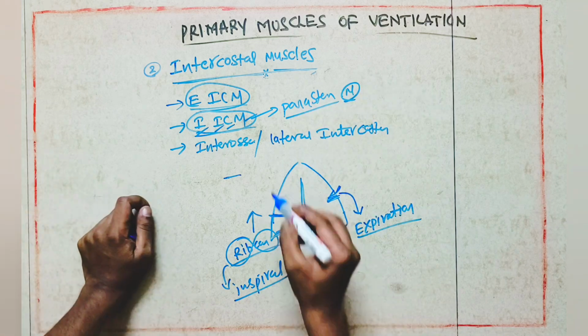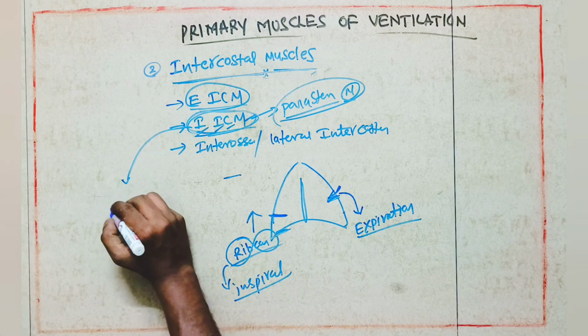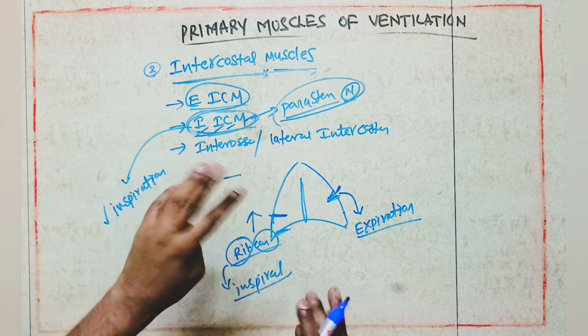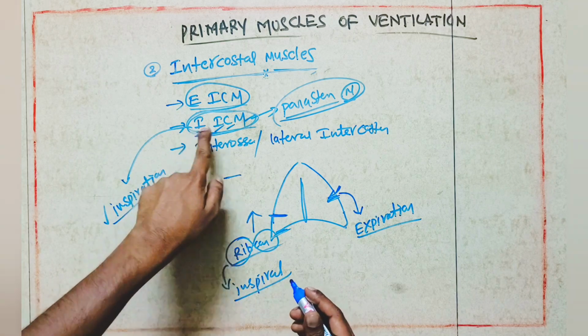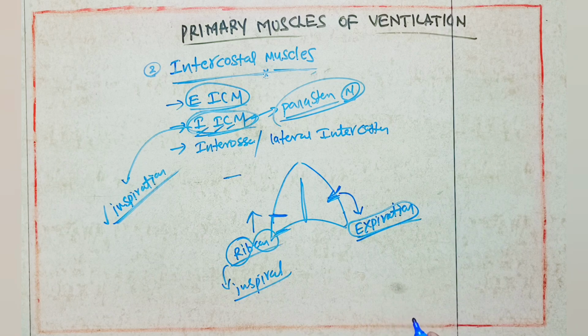Some of the theories are saying that these parasternal internal intercostal muscles are primary and helpful in the inspiration movement. That's a little controversial. Whatever, these parasternal muscles help in inspiration, though one theory says they help in expiration.